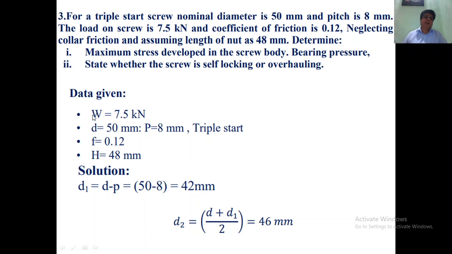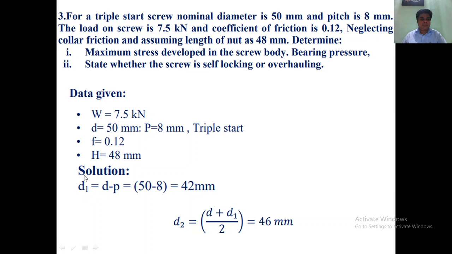So again, we take down the data given here. The weight is given, the diameter for the screw rod is given, which is the nominal diameter, pitch is 8, and it is a triple start. So lead is 3 times the 8 here. And the height of the nut, so we have the nut here fixed to the frame, is 48 mm. Height of the nut is given as 48 mm. So we can calculate the bearing pressure here.